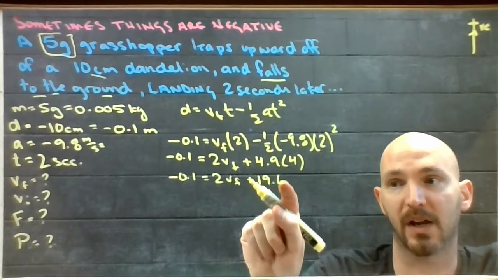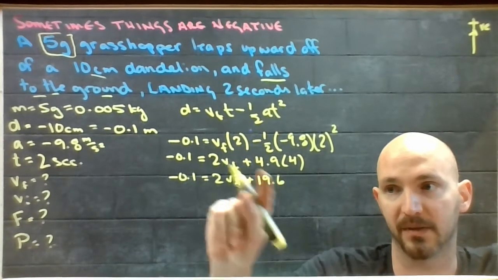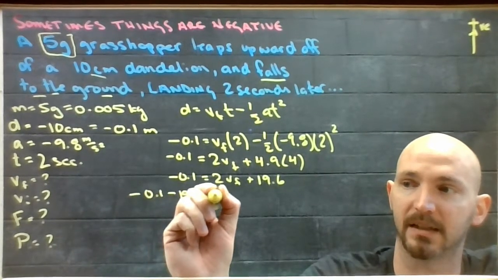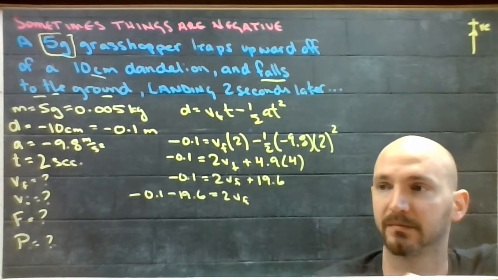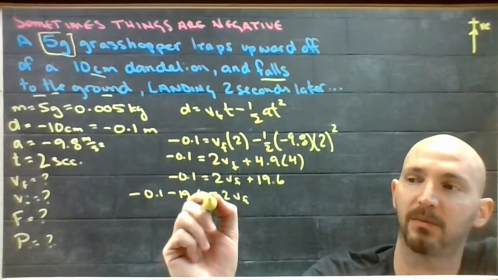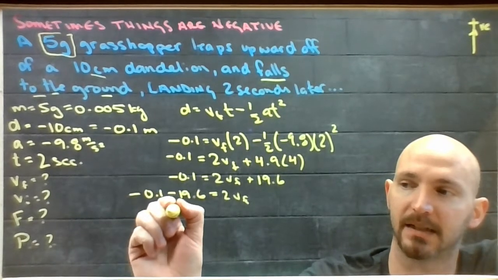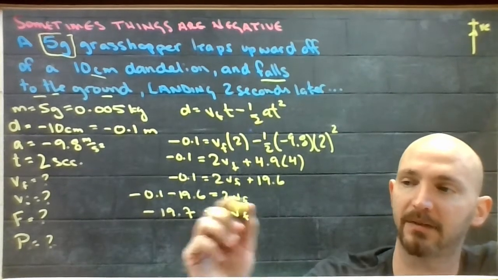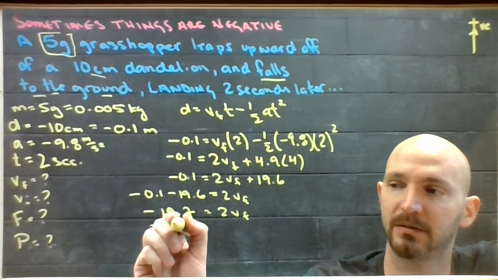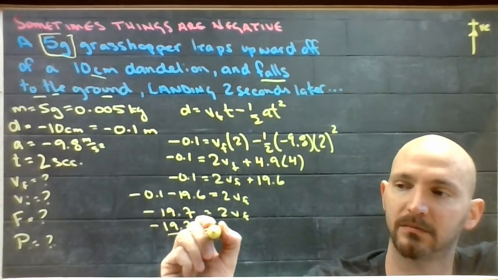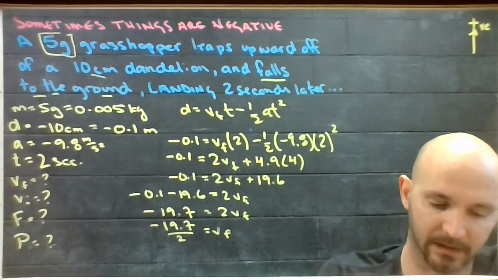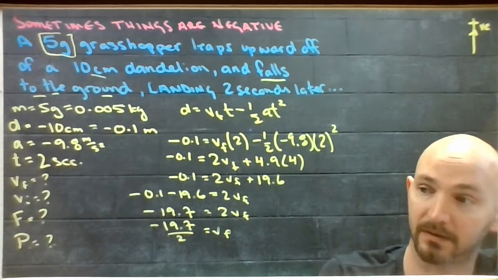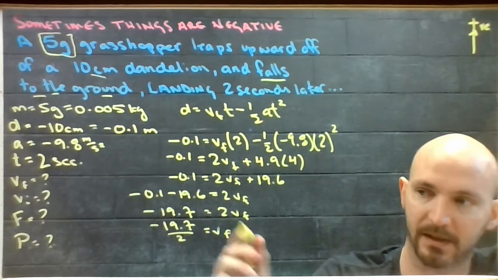I'm going to have to subtract this from both sides. I'm going to subtract this over here. Negative 0.1 minus 19.6 is 2 v final. So negative 0.1 minus 19.6 would be minus 19.7. And if I divide both sides by 2, I end up with 19.7 divided by 2, 9.85.